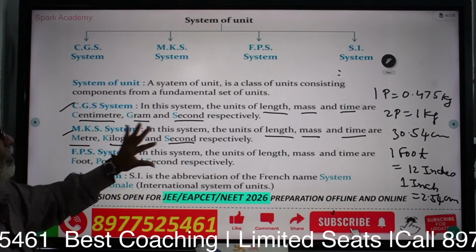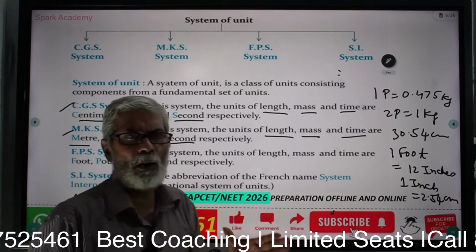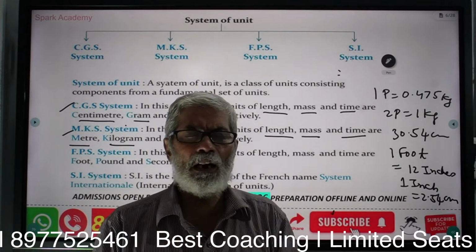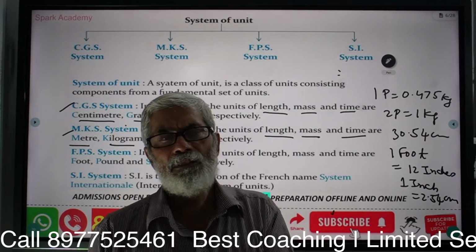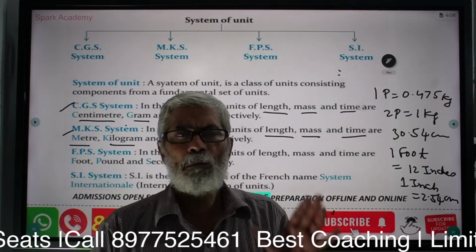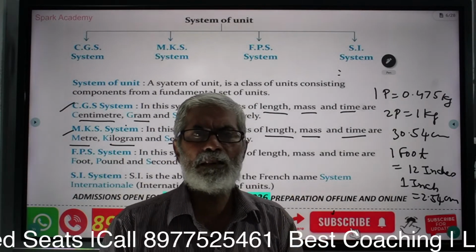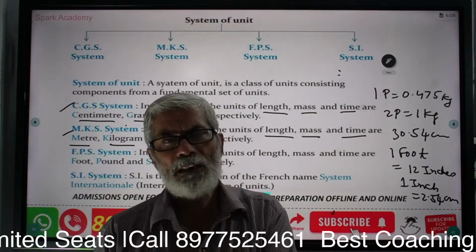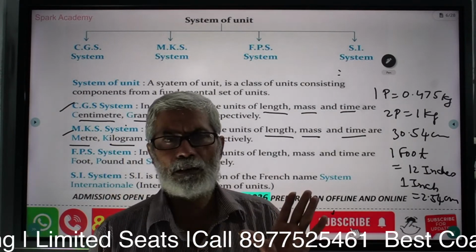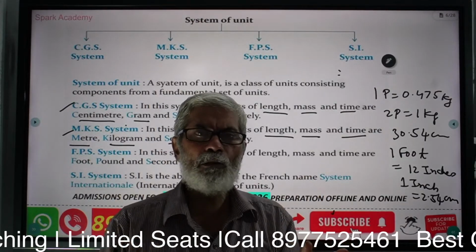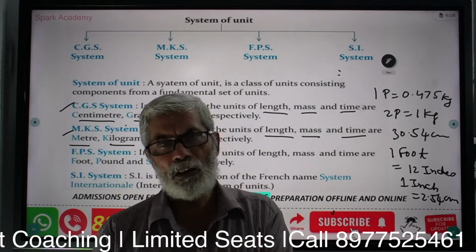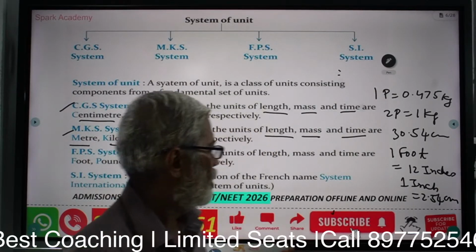If by chance in a numerical problem they ask for force and give mass in gram and acceleration in centimeters per second square, it is okay, both are CGS. But if they give mass in the CGS system, that is gram, and acceleration in the MKS system, and you try to multiply, you will get a wrong answer. So either convert all physical quantities into CGS units or all into MKS units, then only will you get the correct answer.